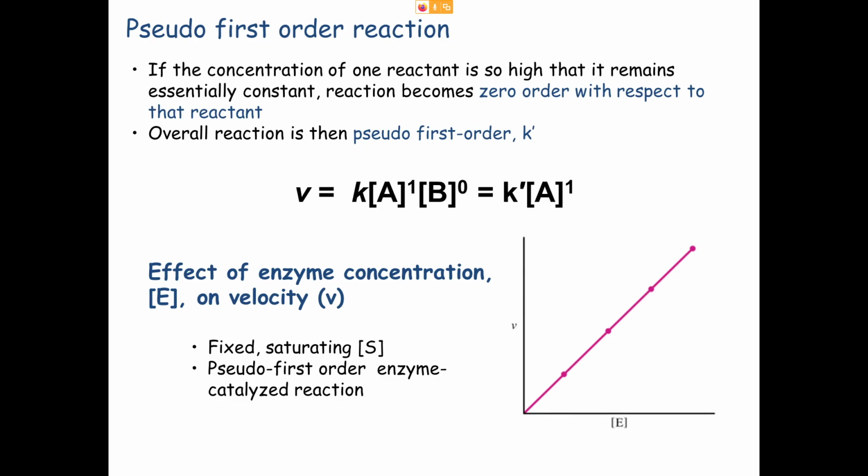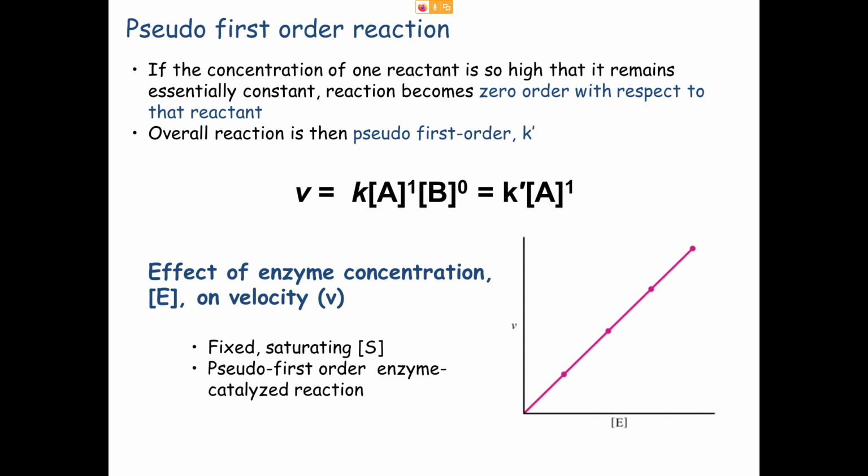Now, if I start changing that, that's a different story. We'll talk about that one next. But holding S constant, if I add more E, it goes faster. Okay? So if I think about it, it's really pseudo first order, right? It's not really dependent on the amount of S I have anymore under those conditions, right?